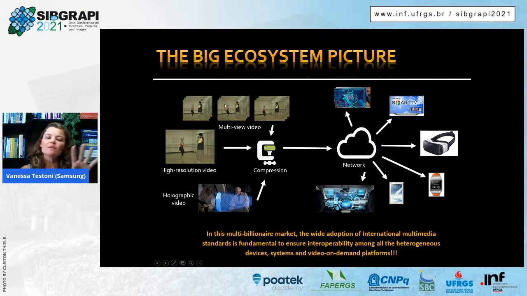So this ecosystem is composed of content, of course, so multimedia video: high-resolution video, 8K, 360-degree video, holographic video. It's composed of codecs. As I said, I've been working with codecs for so many years, since the beginning of my master's, then PhD, postdoc, and even now at Samsung. So from my point of view, codecs are really the magic of the signal processing world.